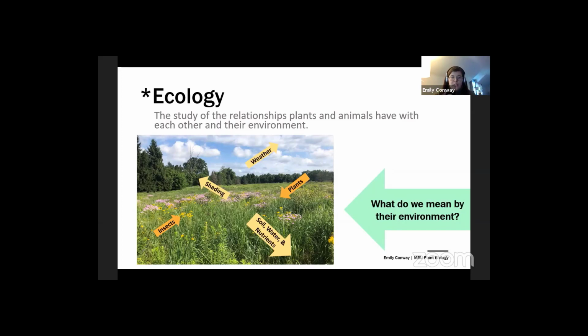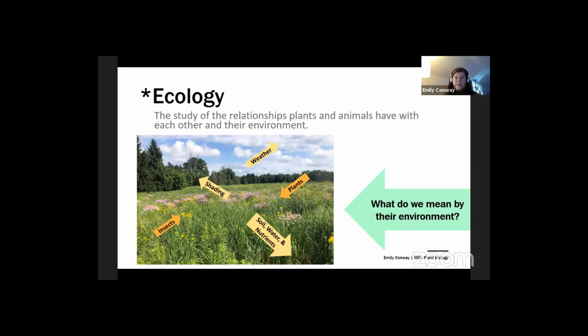And similar to weather, we can think about shading. So how much of that light and how much of that rain is actually making it to the ground? Is a lot of it being blocked out by trees, or is it really open, like in this grassland? So we can think of the sun and the water being pretty evenly distributed across this landscape.